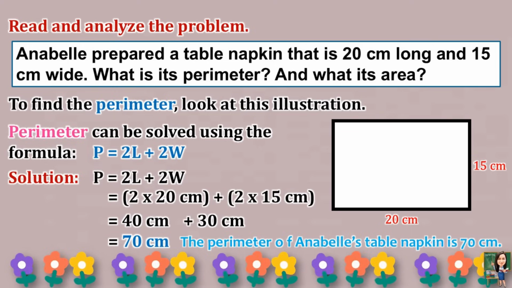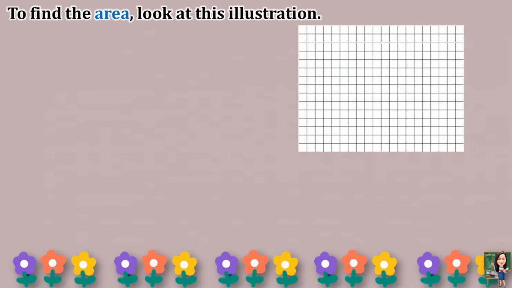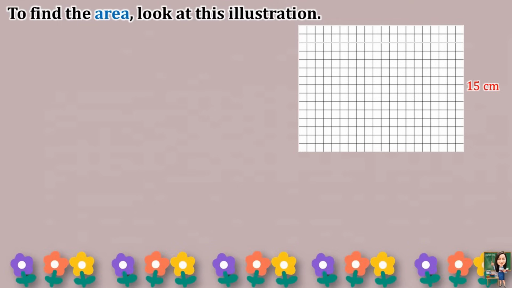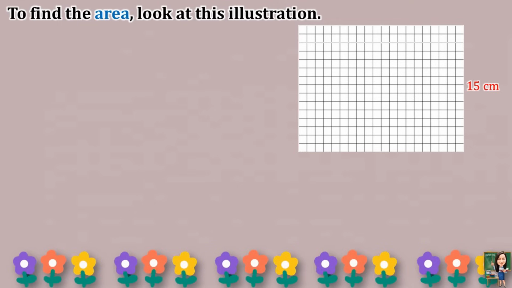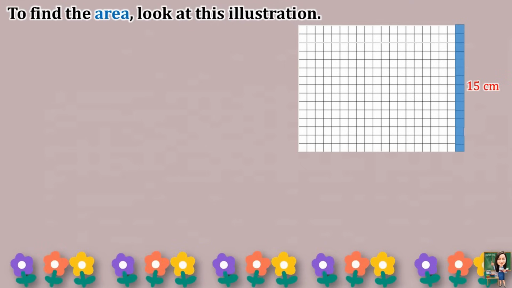And now, let's find out the area. To find the area, look at this illustration. Inside the rectangle, there are square units. This side is 15 cm width. Let's count the squares of the width. 1, 2, 3, 4, 5, 6, 7, 8, 9, 10, 11, 12, 13, 14, 15.